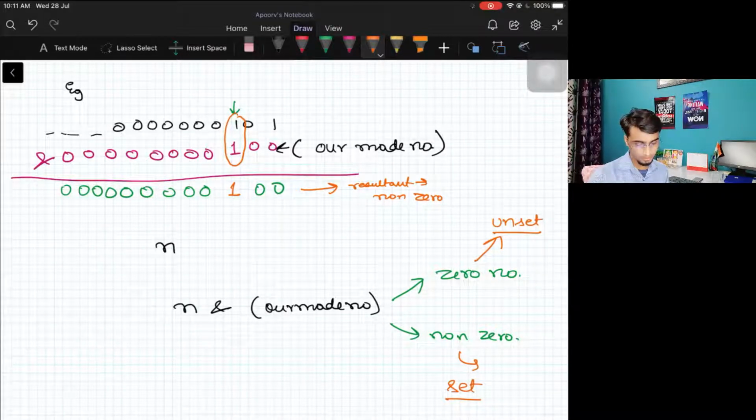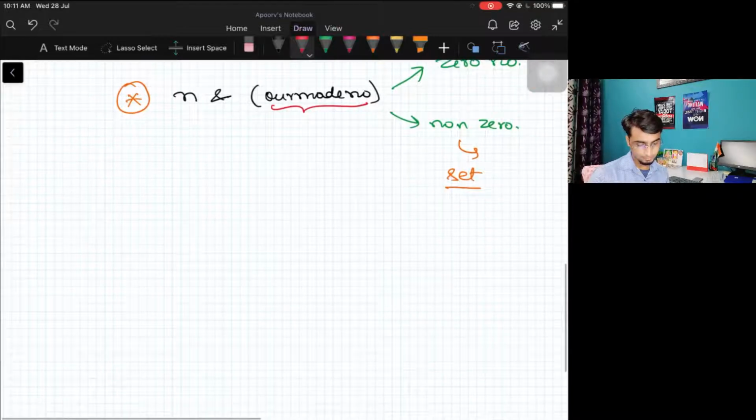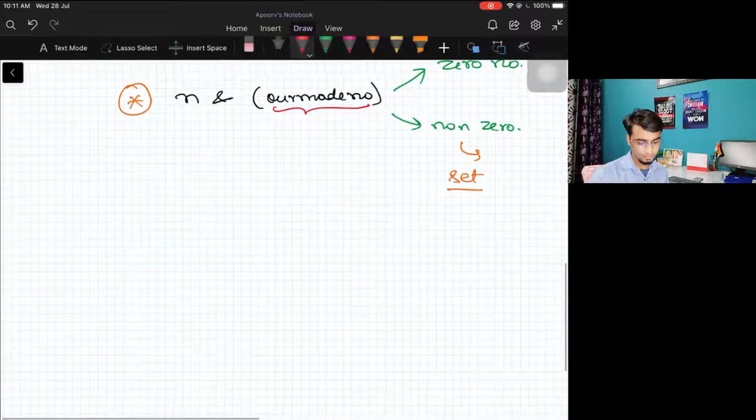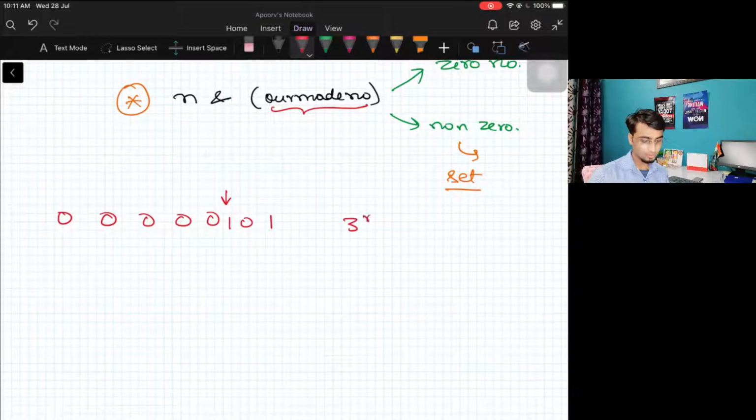Now the best part arises: how do we get this number, the number which we made? Our made number, how would we get that number? Let's say this is given to us and you need to check for the third bit. The value k given to us is 3, that you need to check for the third bit. I or k, whatever you may call it, that is just a variable.